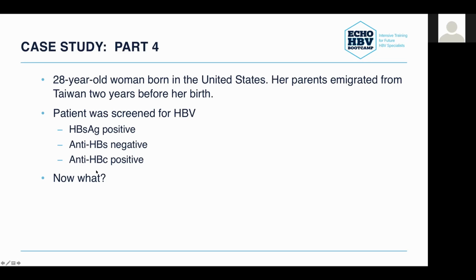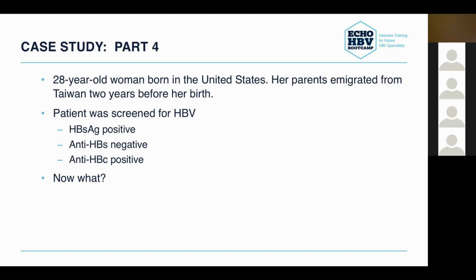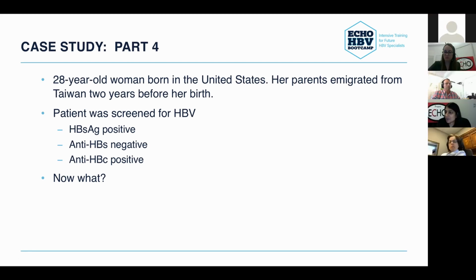So let's go back to the 28-year-old woman. You've screened her. She's both surface antigen positive and core antibody positive. So what do we want to do for her next? And again, use your chat feature and or take yourself off mute and feel free to chime in. What would be the next step for this patient? So what is the interpretation of these test results?